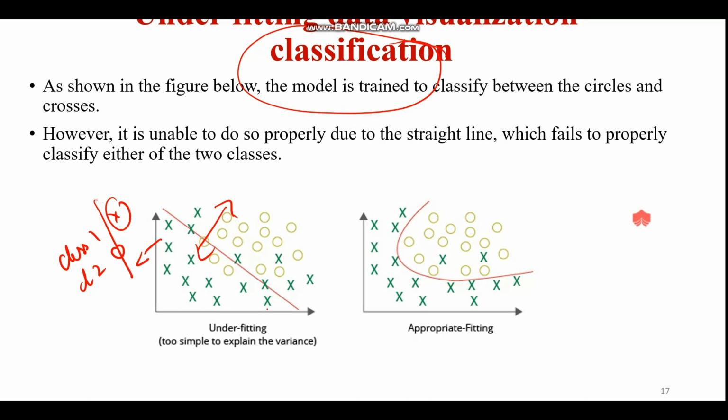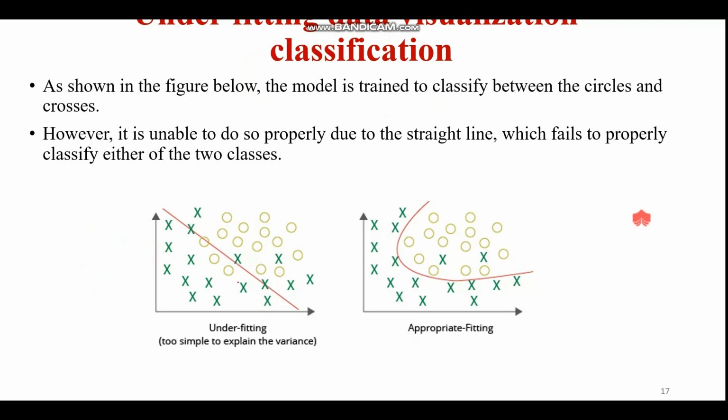In this case we can see that all the elements have not been accurately classified. If we look at this diagram, there are a few circles coming on this side, and along this side there are a few green crosses. This is class 1, this is class 2, and some are inaccurately classified into the wrong class.